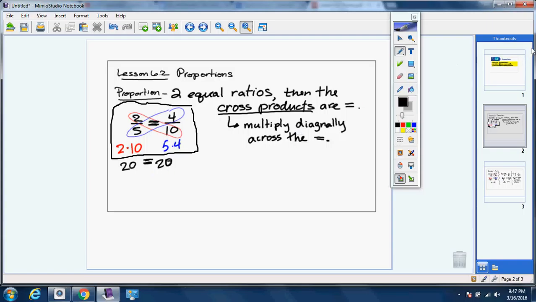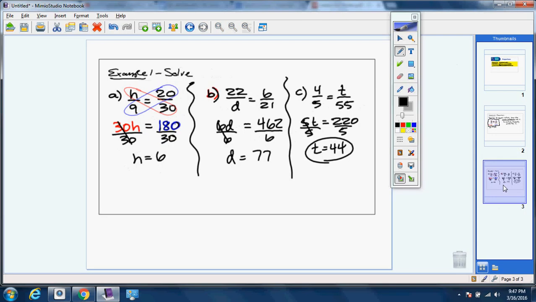From there, what you're going to do is go on to the third page here, where if you are looking for a specific variable, such as in example 1a, where you have h over 9 is equal to 20 over 30. What you can do is cross multiply: 30 times the h gives you 30h, and you multiply the 9 times 20, which gives you 180. Then you now have your equation, which would be 30h is equal to 180.